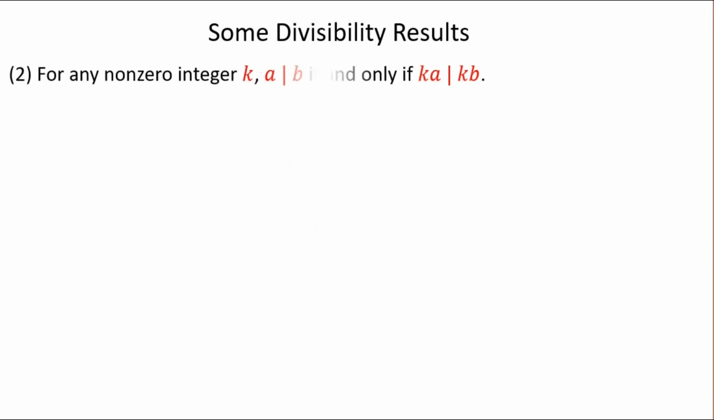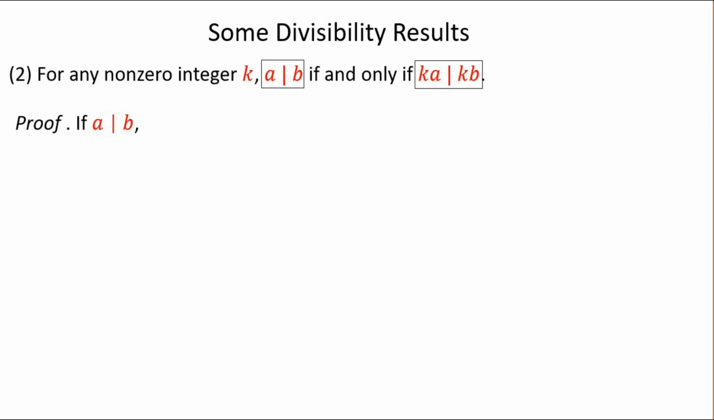The fifth divisibility result states that a divides b if and only if ka divides kb for any non-zero integer k. We have to prove this result from both sides due to the if and only if condition. First we will assume that a divides b, then we will prove that ka divides kb. Again we will assume that ka divides kb and we will prove that a divides b.